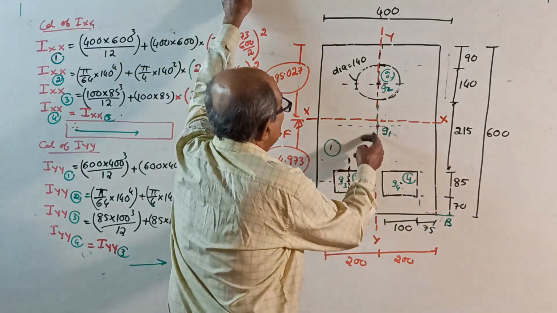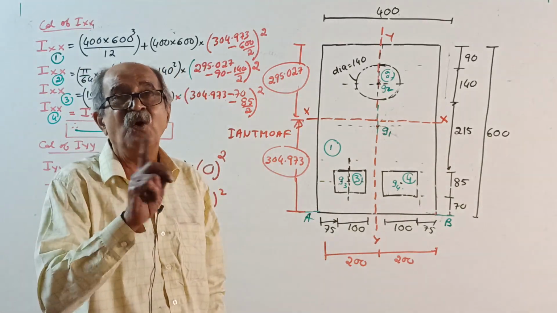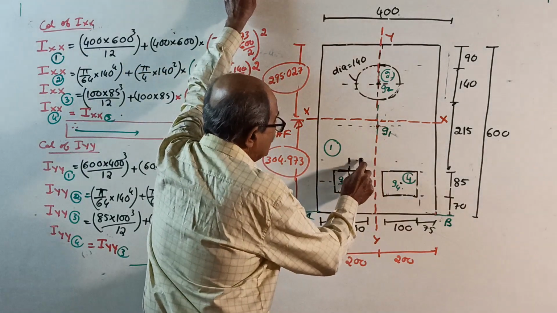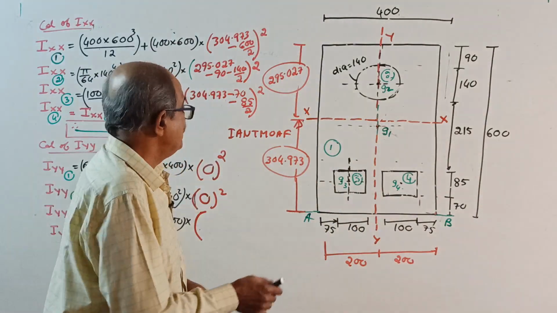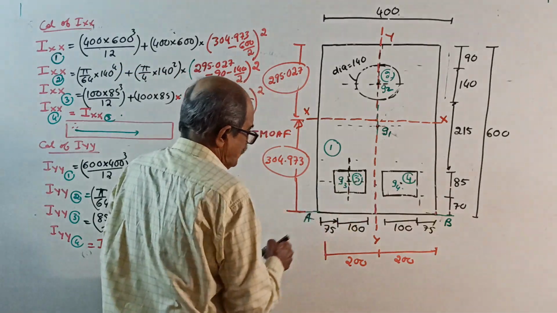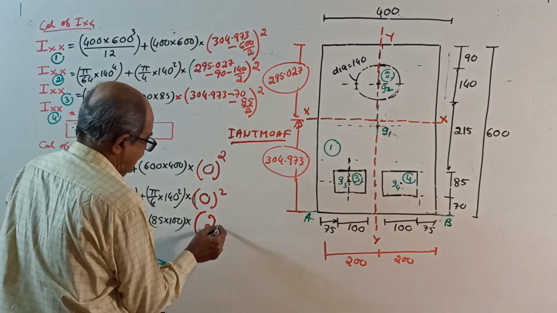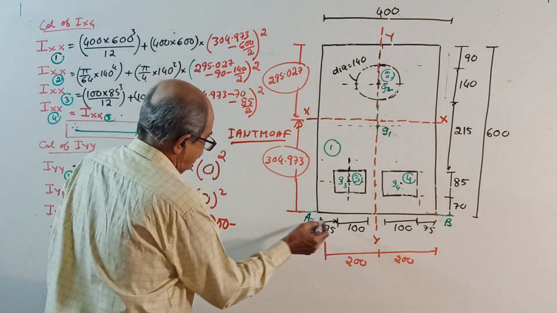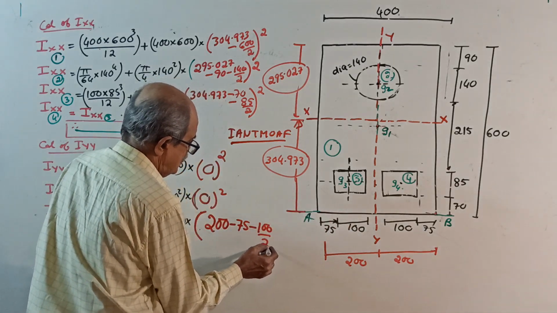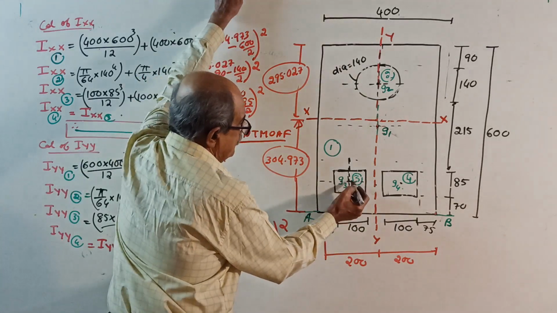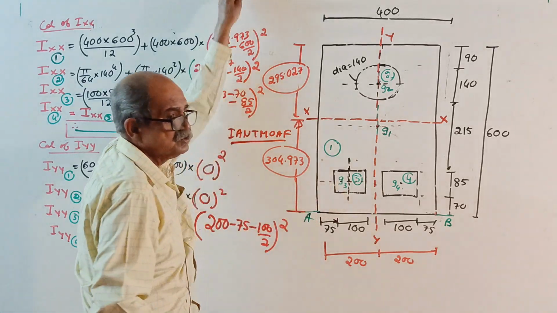When they write 0 square, in the mind will come, oh, when you do IYY, all 0 square comes. No. Last time, see, your rectangle was here, then the centroid coincided in YY. But this time it is outside. So into this distance square is 200. That's why I wrote 200 minus 75 minus 100 by 2, 100 by 2 whole square. See, from here to here is 200 minus 75 minus 100 by 2 whole square.